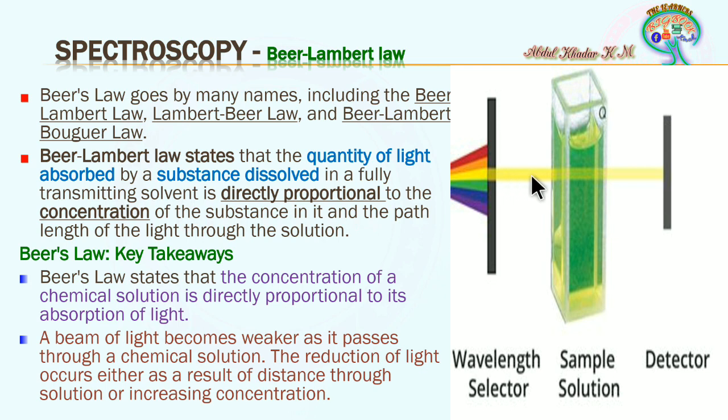Whatever light is seen here is the complete light or the wavelength of the light. So whatever has been passed is the reduction of light as a result of distance through solution. Now from here to here, from the incident to the final path, this is the distance the light has passed while striking through the transmitting solution, or increasing concentration.